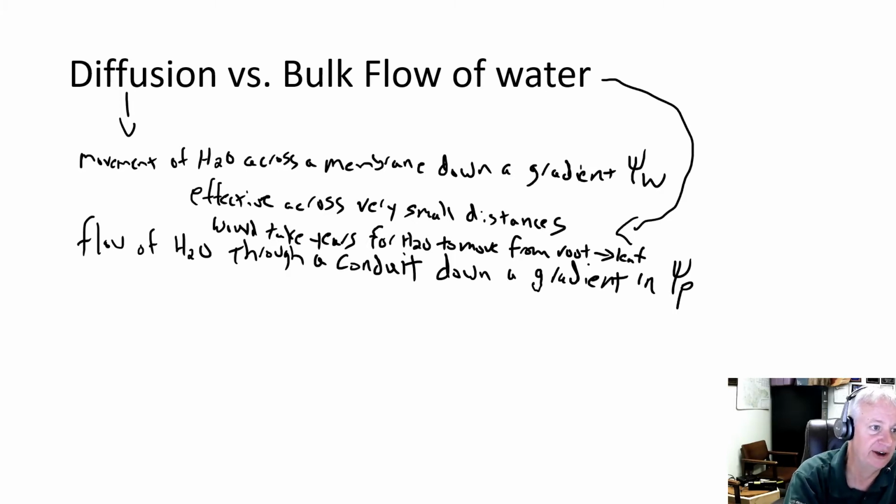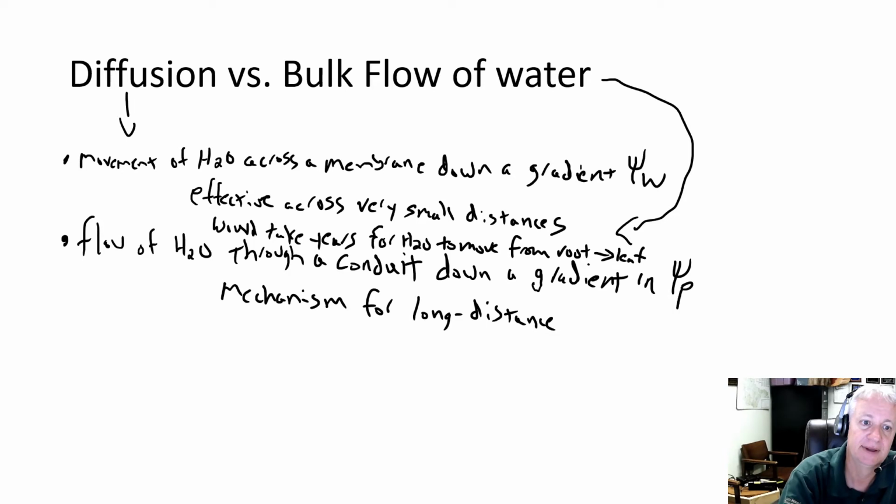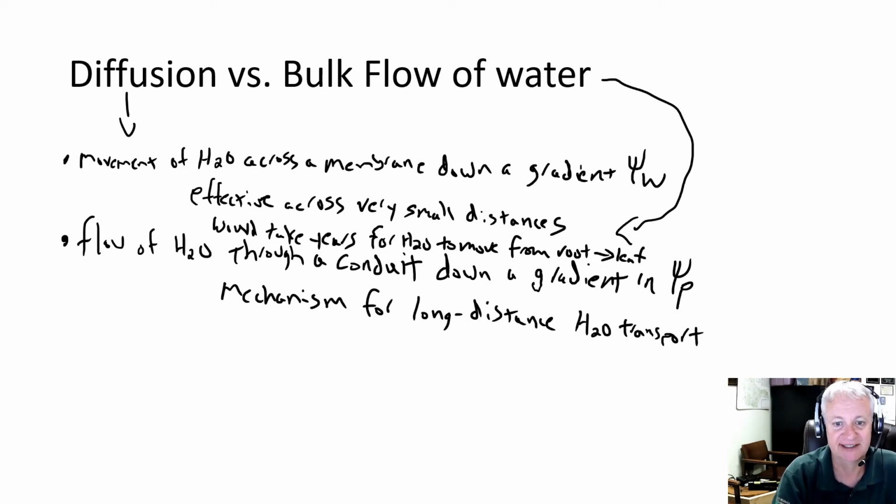So bulk flow is really the mechanism for long distance water transport. When we talk about water movement in the xylem, we're talking about bulk flow in tracheids or vessel elements. That's how the water is moving those long distances.